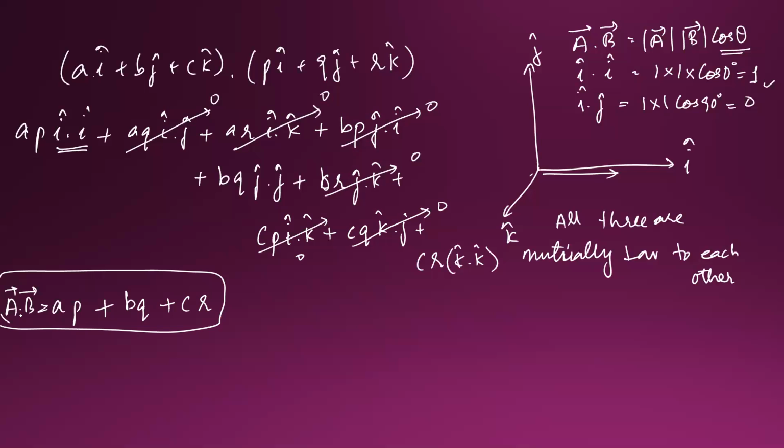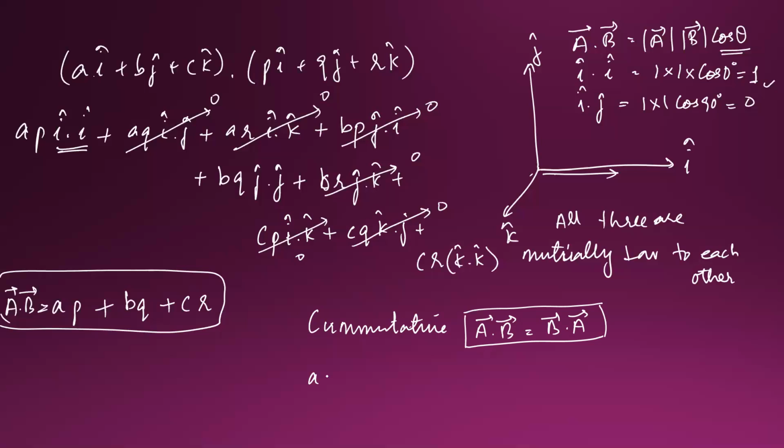Now I want to tell you some properties of these vectors. These vectors are commutative. What do we mean by commutative? Commutative means a dot b will be equal to b dot a. It will not have any difference. If I multiply a dot b or b dot a, I'll have the same value. So this means it is commutative.